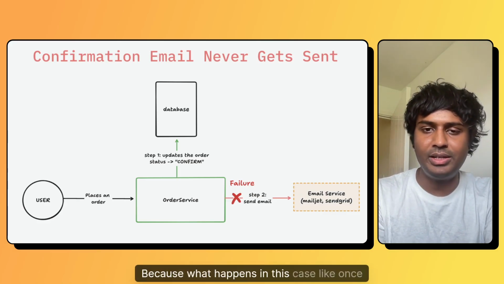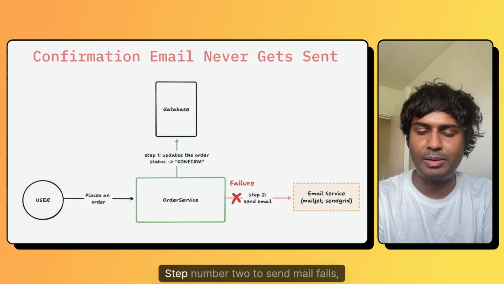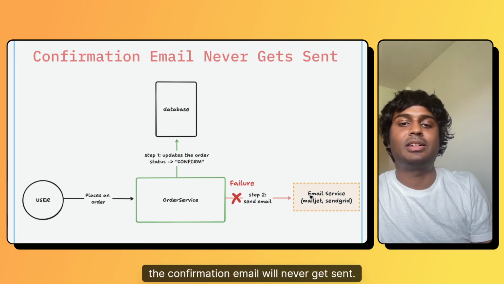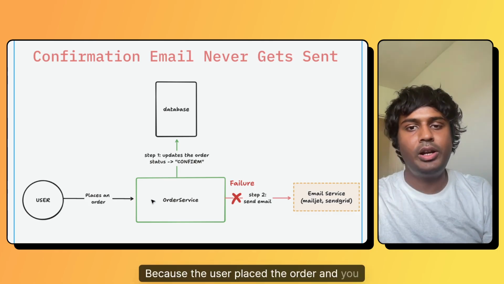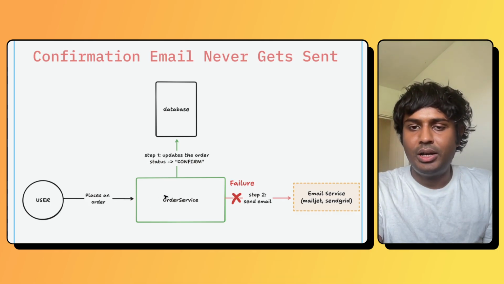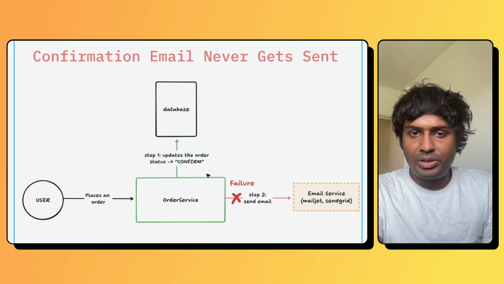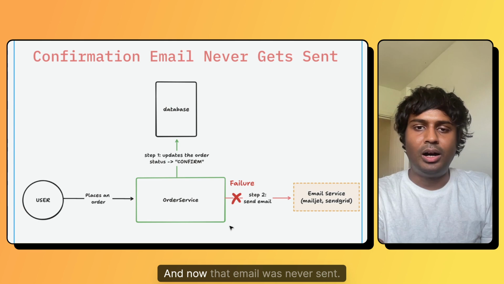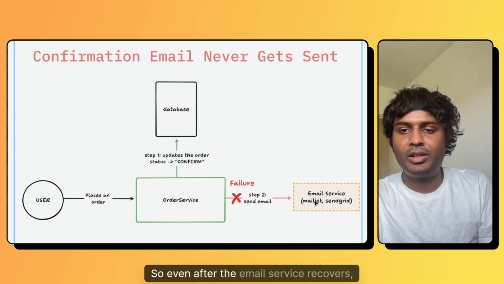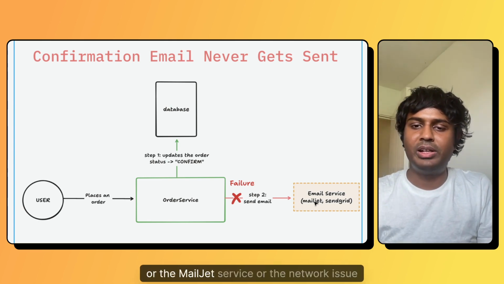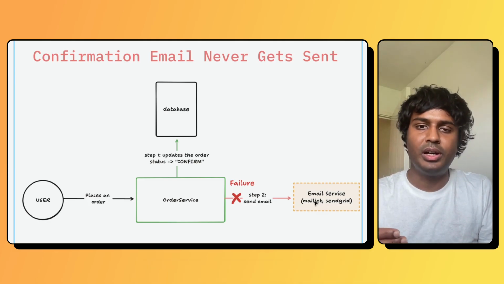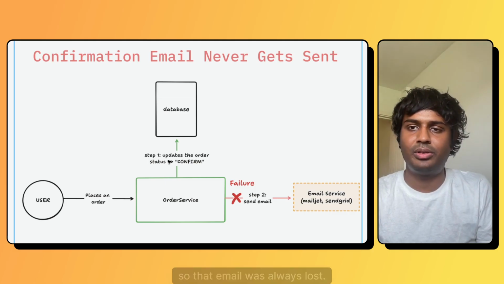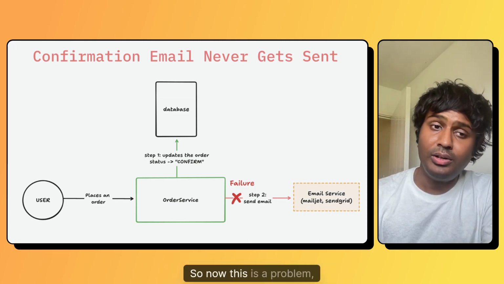Because what happens in this case, once step number two to send mail fails, the confirmation email will never get sent, because the user placed the order and you saved it to the database, but when you tried to call the email service after saving, it failed. So even after the email service or the network issue recovers, you will not send the email, because the order has already been written to the database. So that email was lost. Now this is a problem.